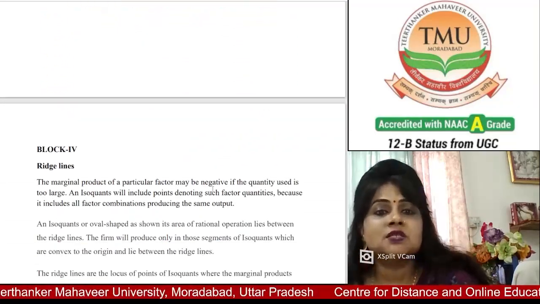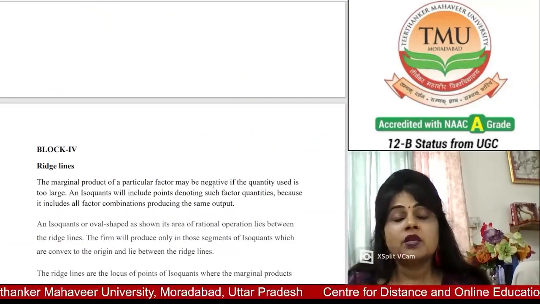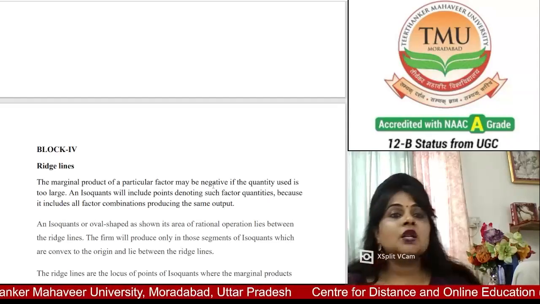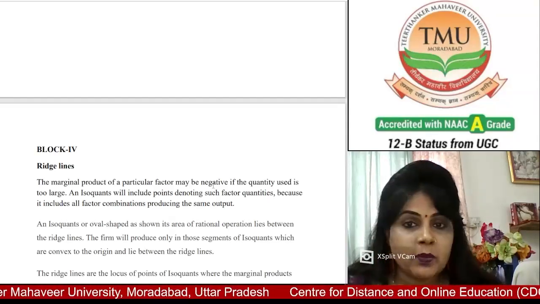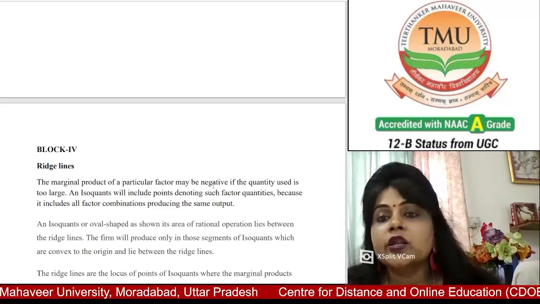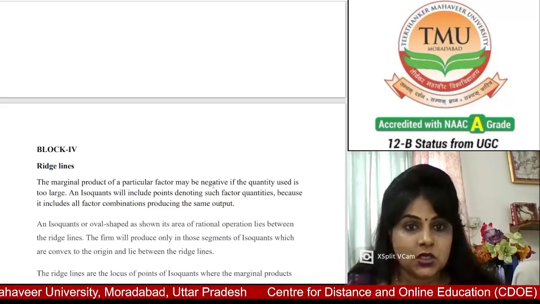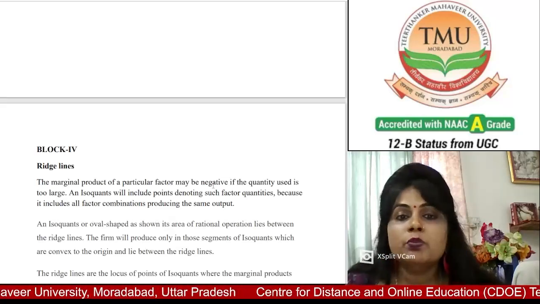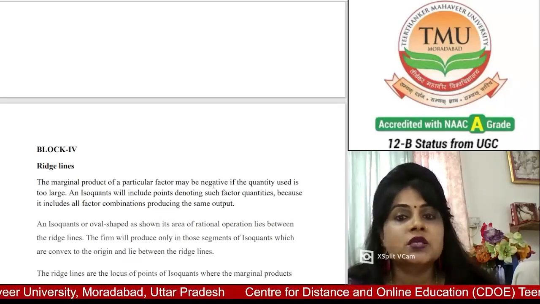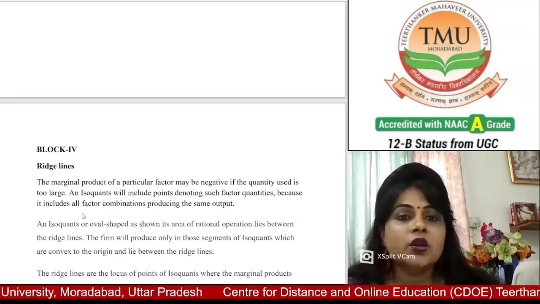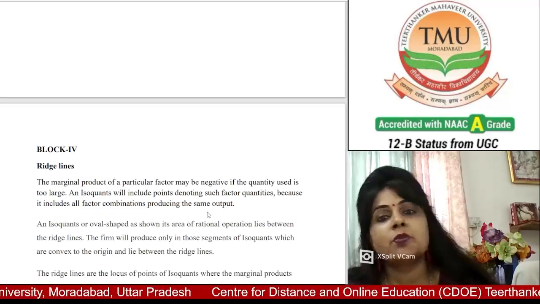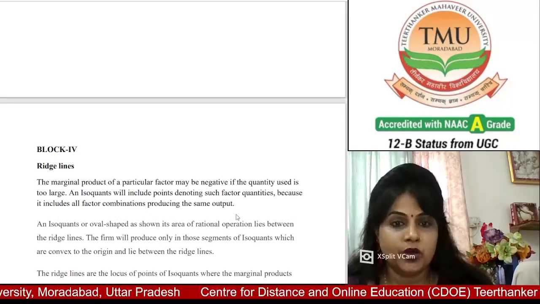Today we discuss the ridge line. The marginal product of a particular factor may be negative if the quantity used is too large. An isoquant will include points denoting such factor quantities because it includes all factor combinations producing the same output.